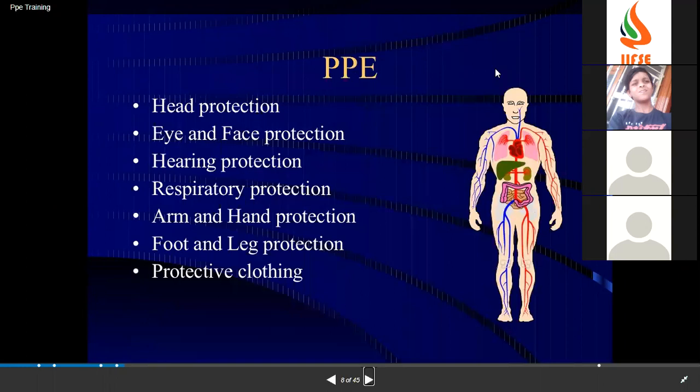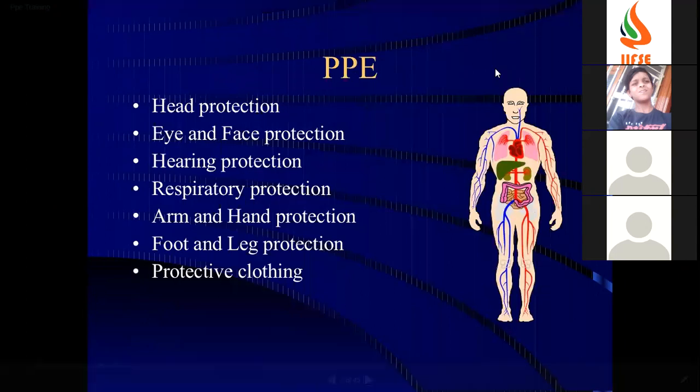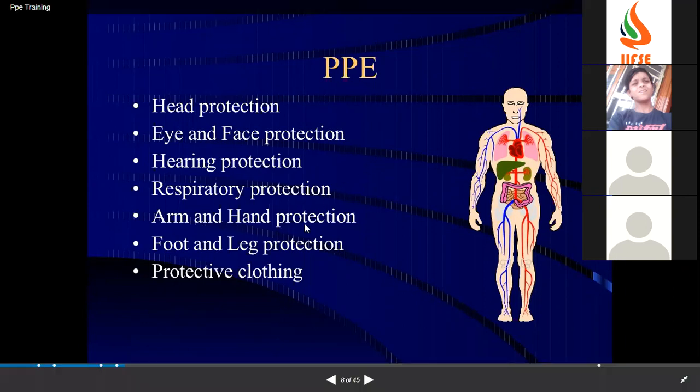So if you are asked about PPE, you have to write these points. Definitely, you cannot just write helmet, jacket. You have to write it like head protection. Under head protection you can write hard hats, hard hats with the face shield. Eye and face protection you have to mention. Hearing protection, respiratory protection, arm and hand protection, foot and leg protection, protective clothing. This is the standard way of writing about PPE.